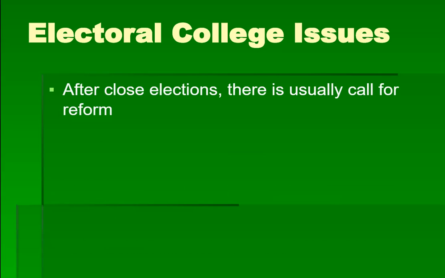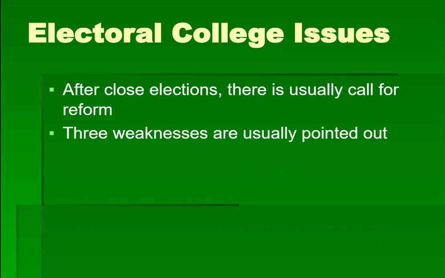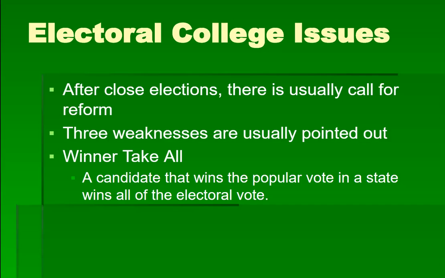Issues with the Electoral College. After close elections, there is usually a call for reform to the Electoral College system. Three weaknesses of the Electoral College system are usually pointed out. The first one is winner take all. A candidate that wins the popular vote in a state wins all of that state's electoral votes. So, if 51% of New York State votes Democrat and 49% vote Republican, all of New York State's electoral votes go to the Democrats. And vice versa.